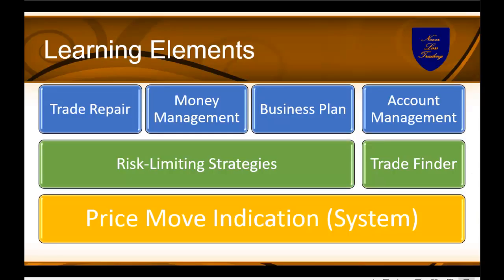With never loss trading, you are not just getting indicators, you get a complete learning system with price move indications on the chart, risk limiting strategies, trade repair ability, money management, a business plan where we write out jointly what you want to trade, how you want to trade, what expectation you will have financially if you follow that plan. Have a trade finder where we show you how you can either on your own or with our help find appropriate trade setups and execute on them. And truly account management, what type of account you are trading out of. The strategies are different if you have an IRA, for example, or if you are trading from a cash account or if you're trading from a margin account. We find appropriate strategies that fit your individual needs.